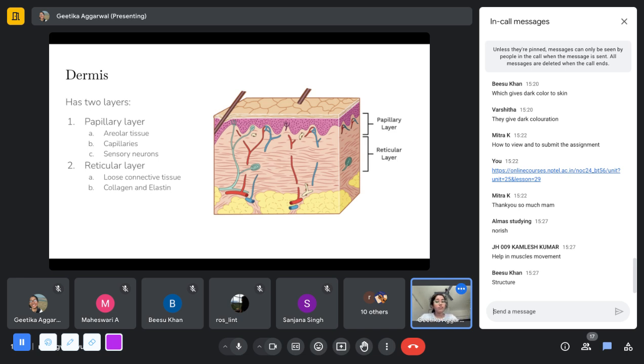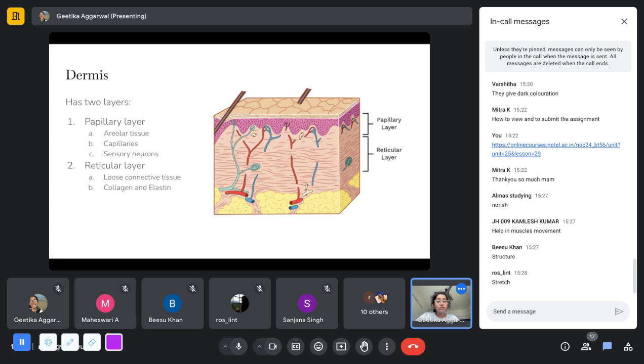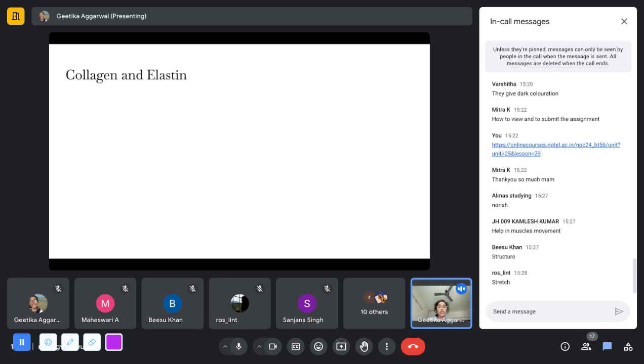And what is the use of elastin? You could just get an idea from the term itself. What does elastin do? Stretch, yeah, it provides stretchability to the skin. Correct. So you would know that if we stretch our skin, it would go back to normal, it would go back to flat. This is all possible because of collagen and elastin.